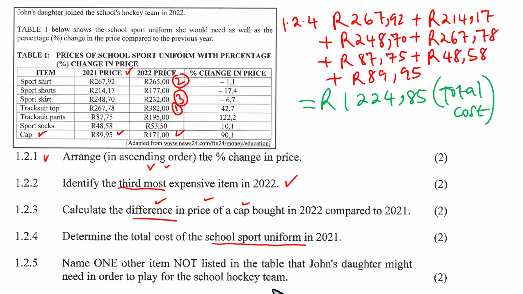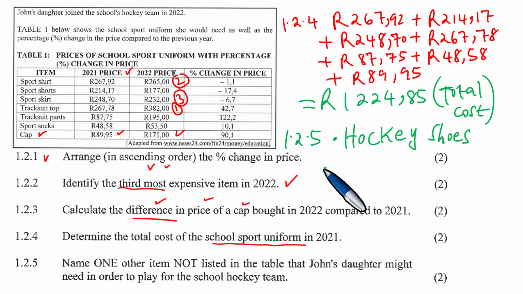Okay, she might need a hockey stick. Yes, most definitely, that is so true. So in 1.2.5, we know very well that the daughter is going to need some hockey shoes. But she might also need shin pads because she's going to play hockey. Those shin pads are very important for safety, because when playing hockey you sometimes fall down and you are likely to be hit by objects. The shin pads and the hockey shoes are both very important.